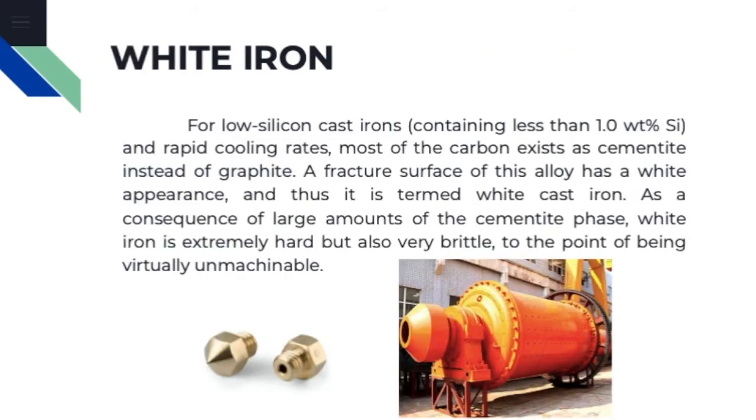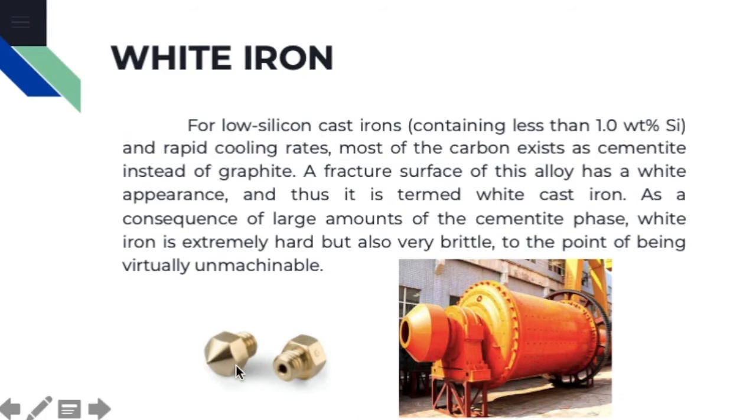White iron. The white iron contains less than 1 weight percentage of silicon. Here, the carbon exists as cementite instead of graphite. A white appearance is formed on the fractured surface of this alloy. That is why it is termed white cast iron. White cast irons are used in abrasion-resistant parts where its brittleness is of minimum concern. It is also too brittle for use in many structural components and is not used for machinery purposes.